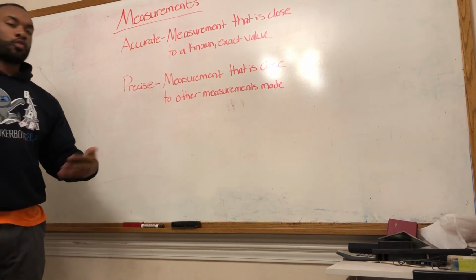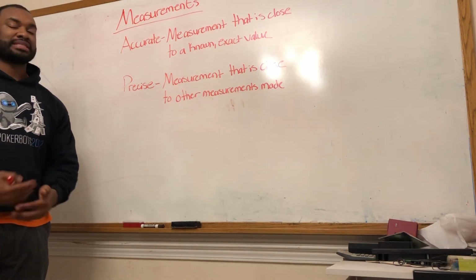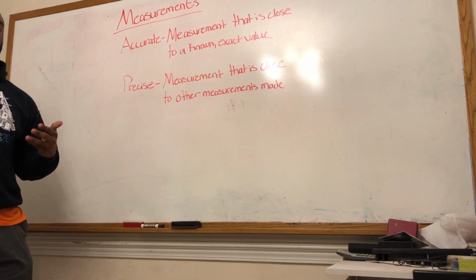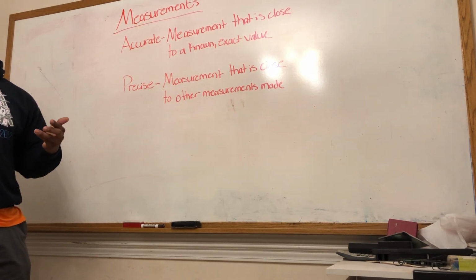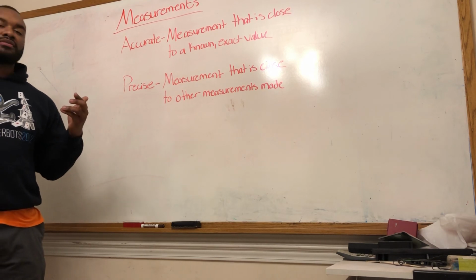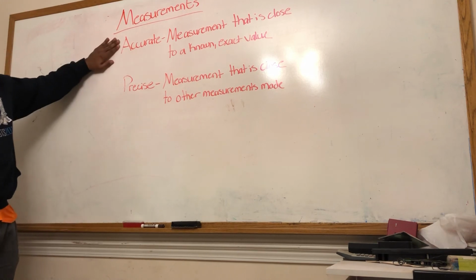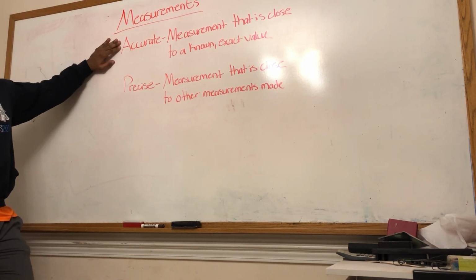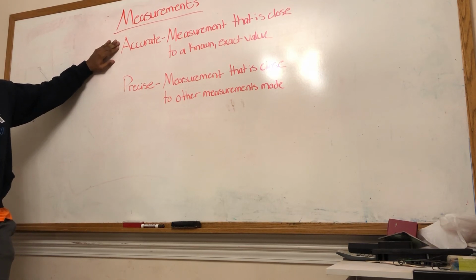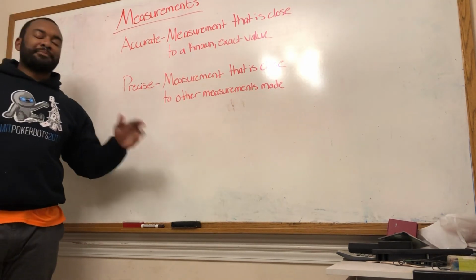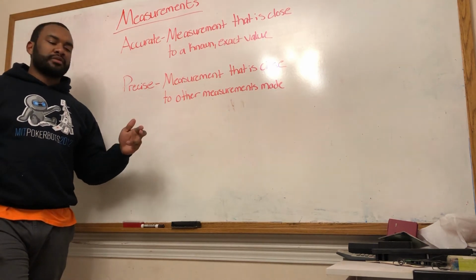Just to bring you back into why we're even talking about this in the first place, it's because when we conduct experiments, the whole point of experiments is to find out useful information that can allow for societal benefit. Don't forget that. And so for accuracy, the measurement is considered accurate if it's close to a known exact value. Precise is a measurement that is close to other measurements made by the operator in the experiment.